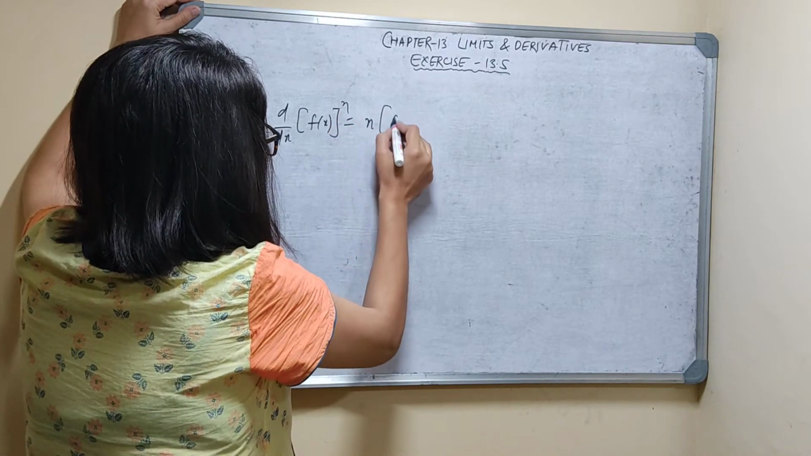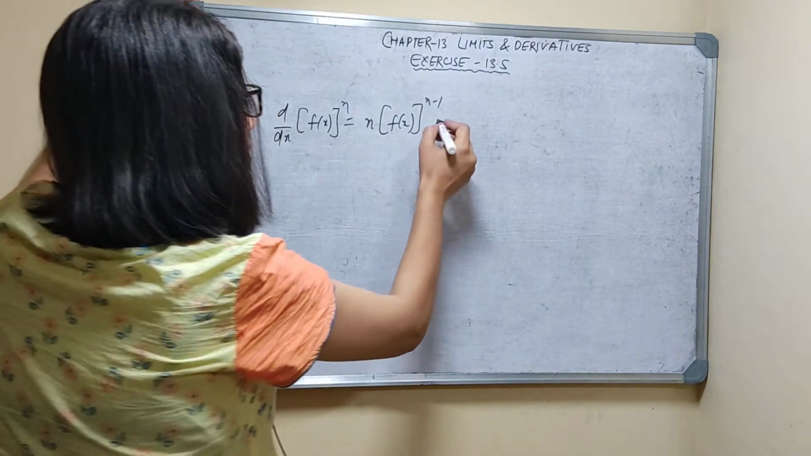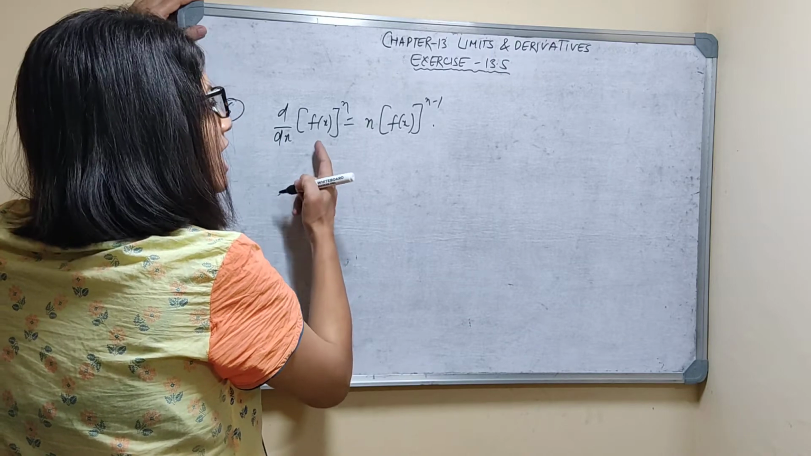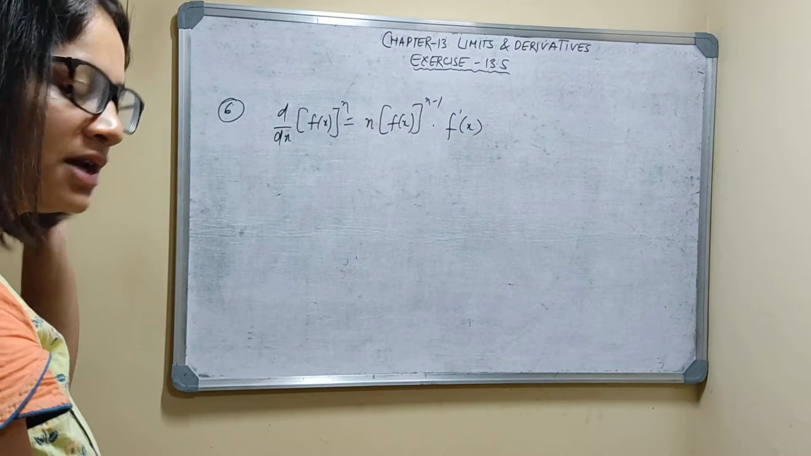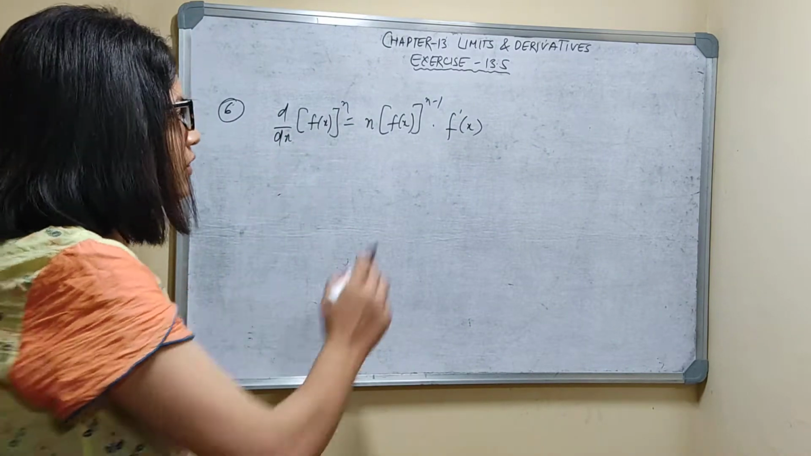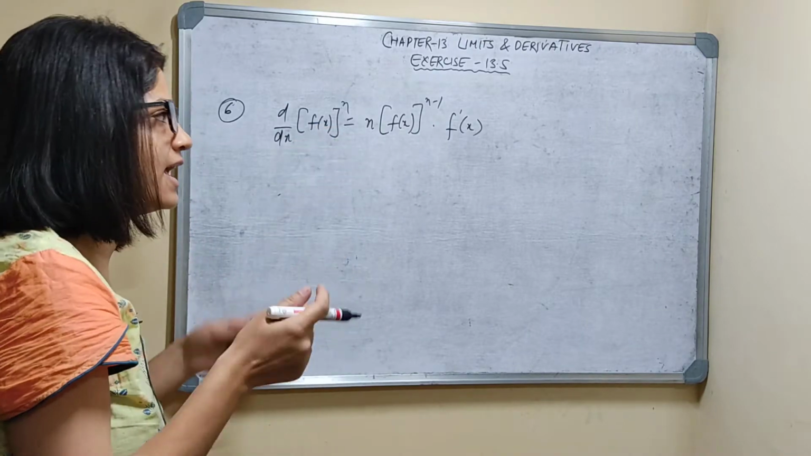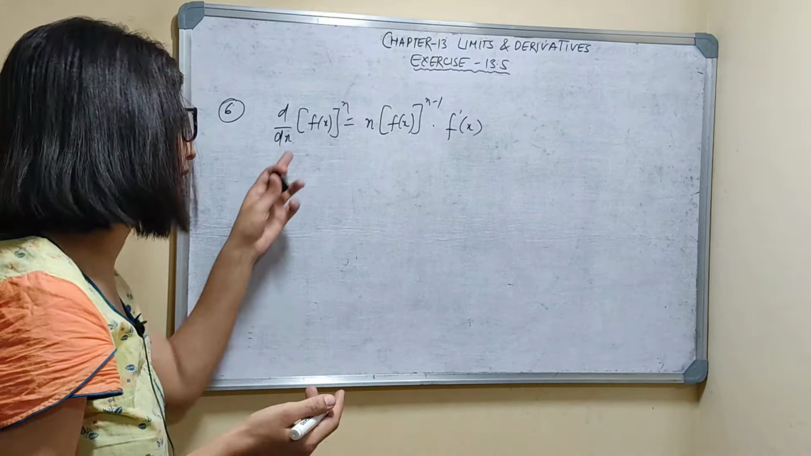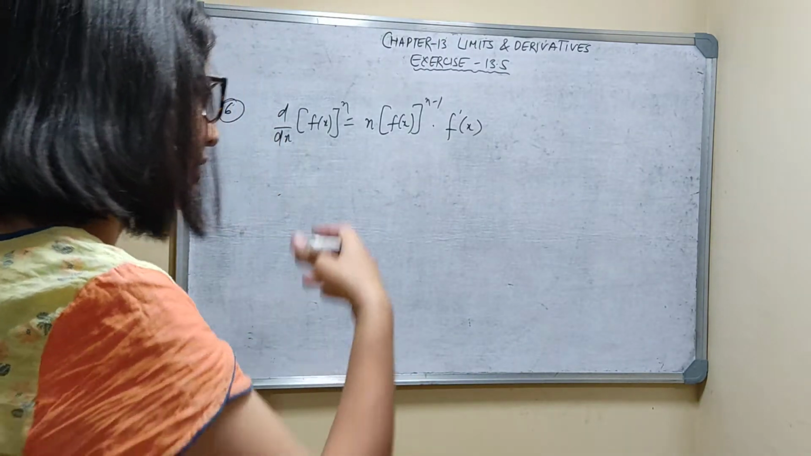N function of x to the power n minus 1. You have to do the derivative, d by dx of f(x), that is called f dash x. Is it clear? Any function is there, you can treat that f(x) as x. So d by dx of x power n is n x power n minus 1. Same, d by dx of f(x) power n is n f(x) power n minus 1.